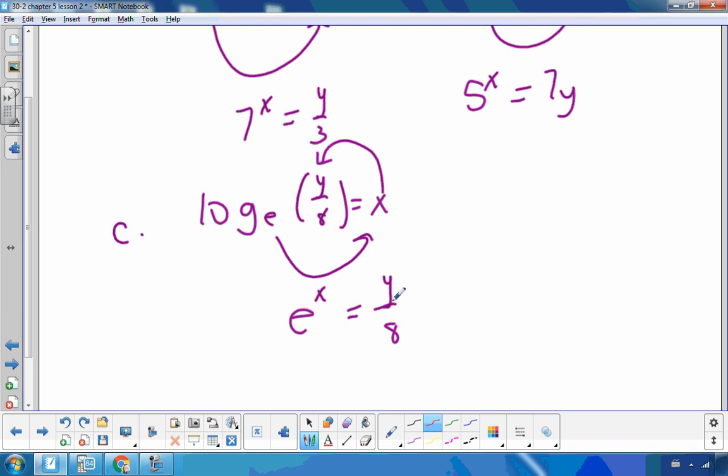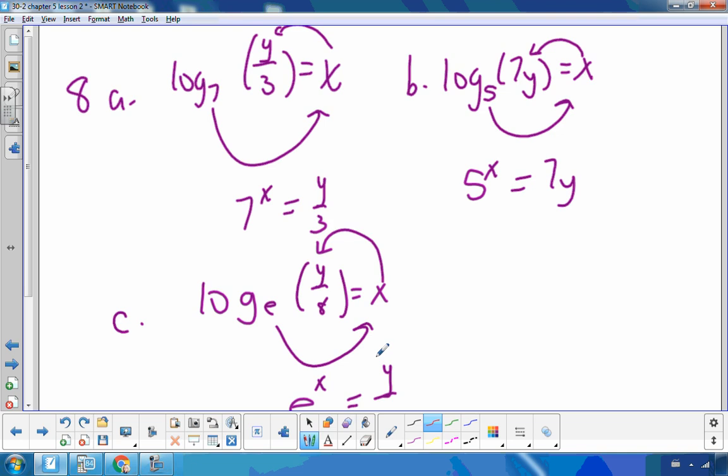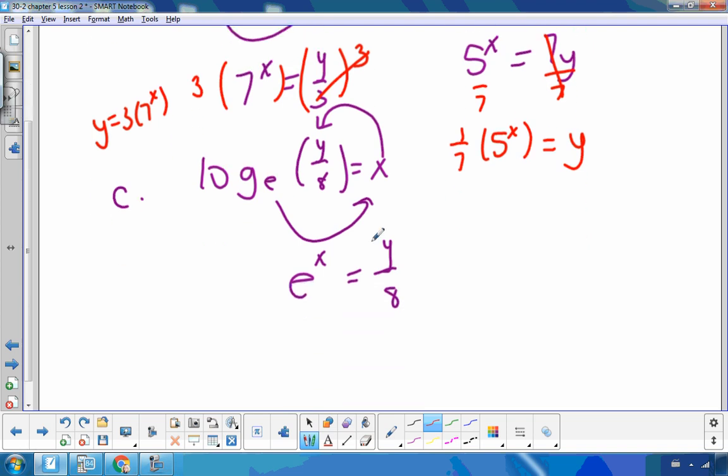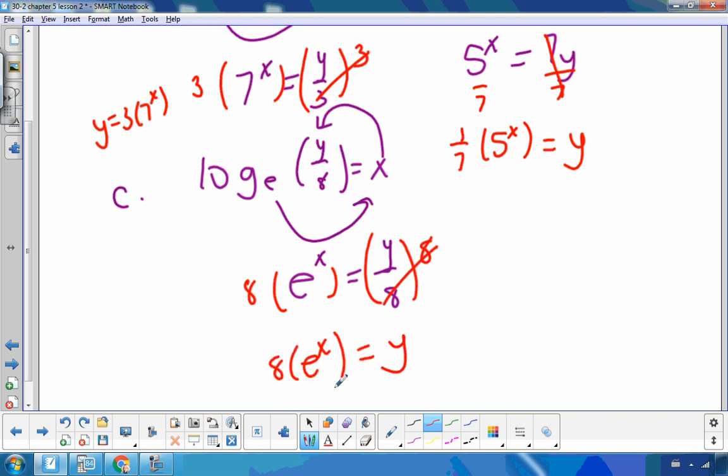So now that I've done that, I want to switch it to exponential form, y equals a times b to the x. For each one of these, I just want to get y by itself. So to finish it off, let's go back here, multiply by 3. And then I get that y equals 3 times 7 to the x. Here, divide both sides by 7. So I get y equals, I'm going to write the 1 over 7 up front like that. And then on the last one, I just multiply both sides by 8. So y is equal to 8 times e to the x.